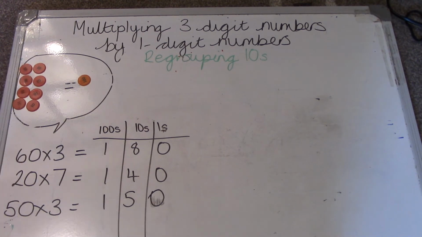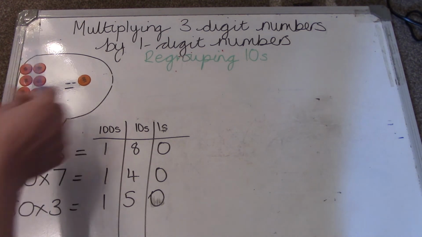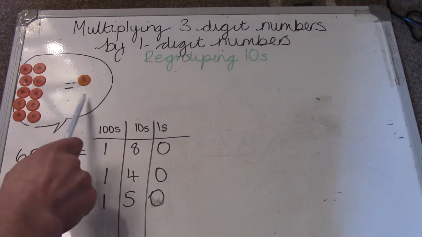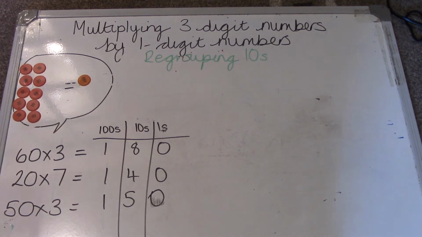So the thing to remember today is that when you have to regroup tens, you're looking for 10 tens, which can be regrouped into 100. Okay, 10 tens regrouping into 100. That's what we're doing today. And there are 3 calculations down here which involve multiplying a multiple of 10 by a single digit. This is the column where you're going to be regrouping today.